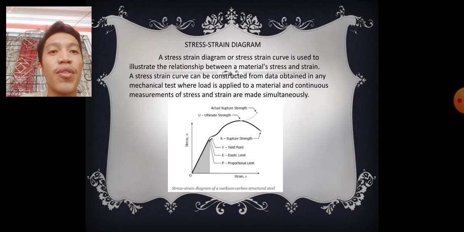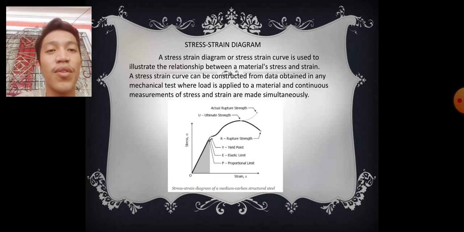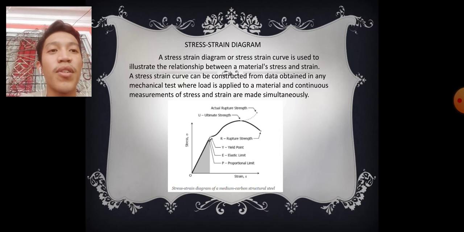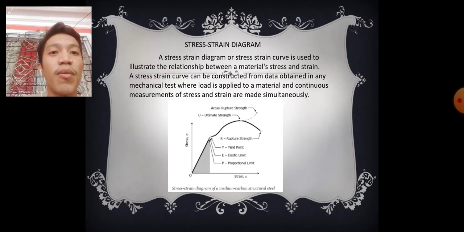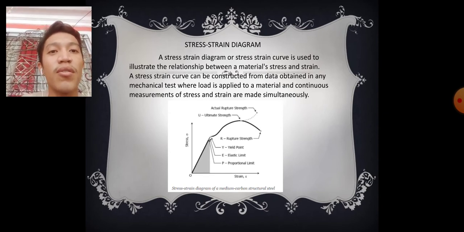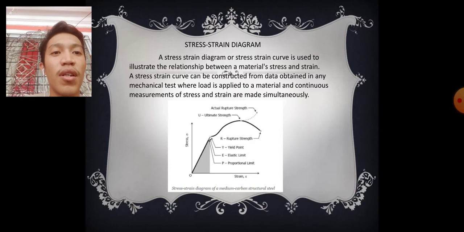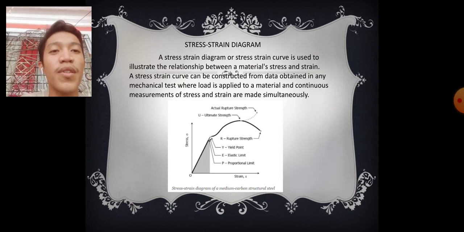Then for the stress strain diagram. A stress strain diagram or stress strain curve is used to illustrate the relationship between a material's stress and strain. A stress strain curve can be constructed from data obtained in any mechanical test where a load is applied to a material and continuous measurements of stress and strain are made. So different materials have different stress strain diagrams.